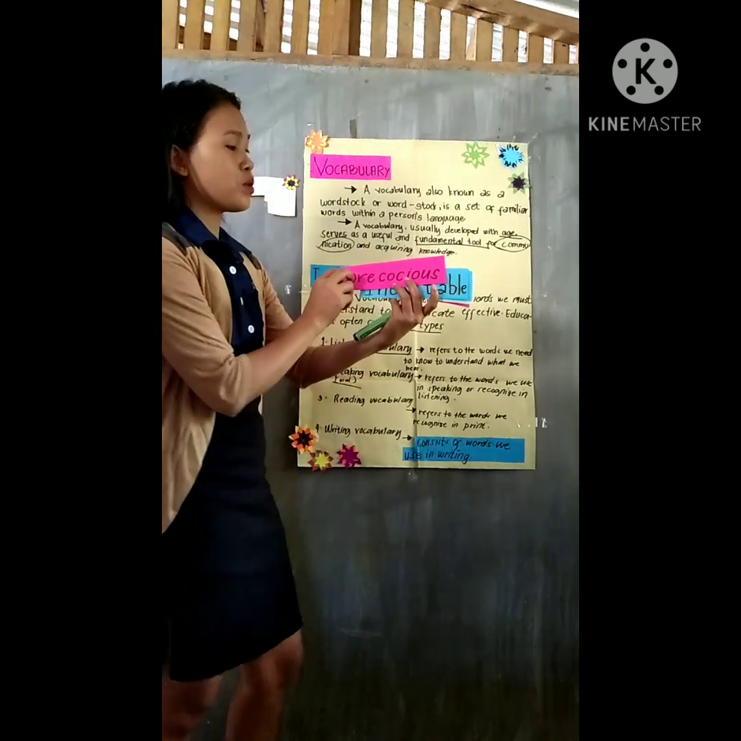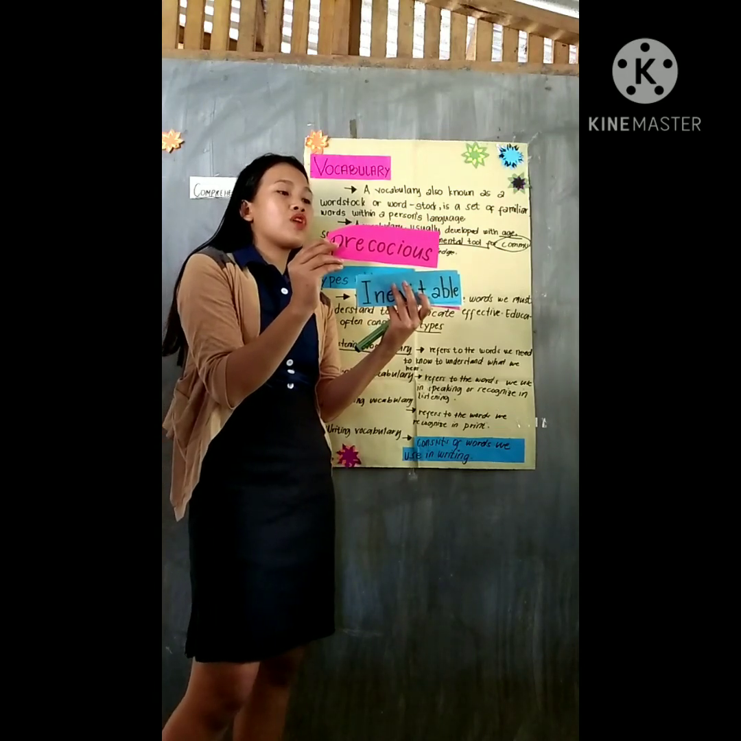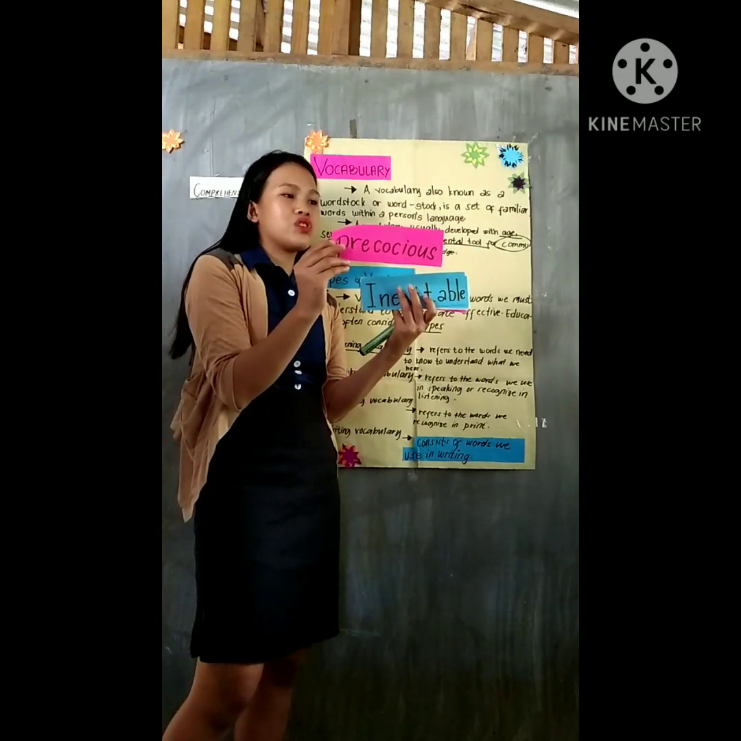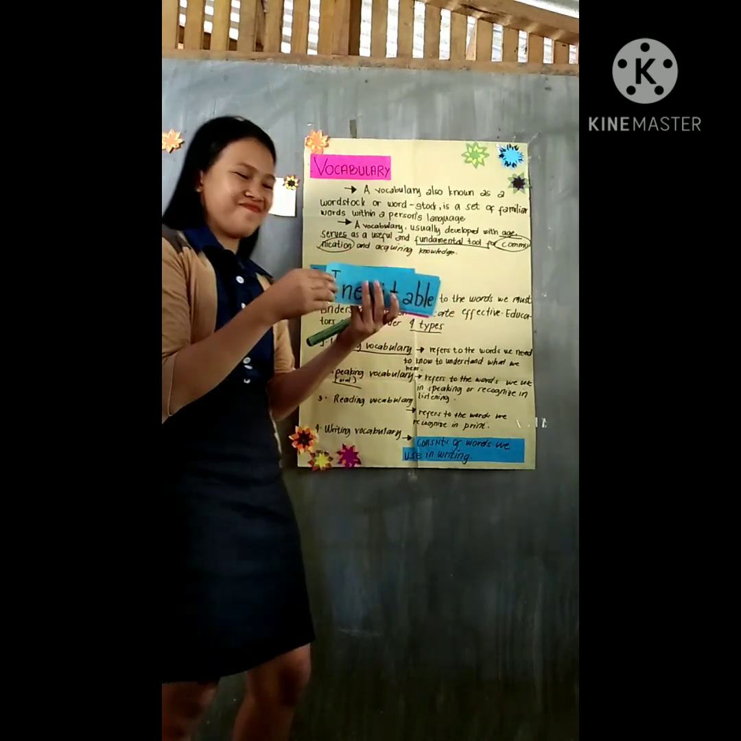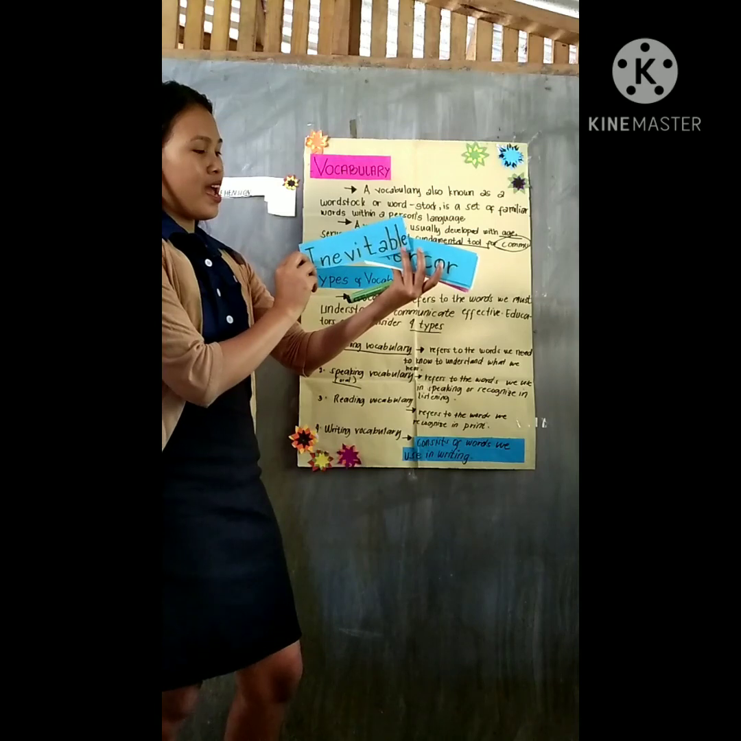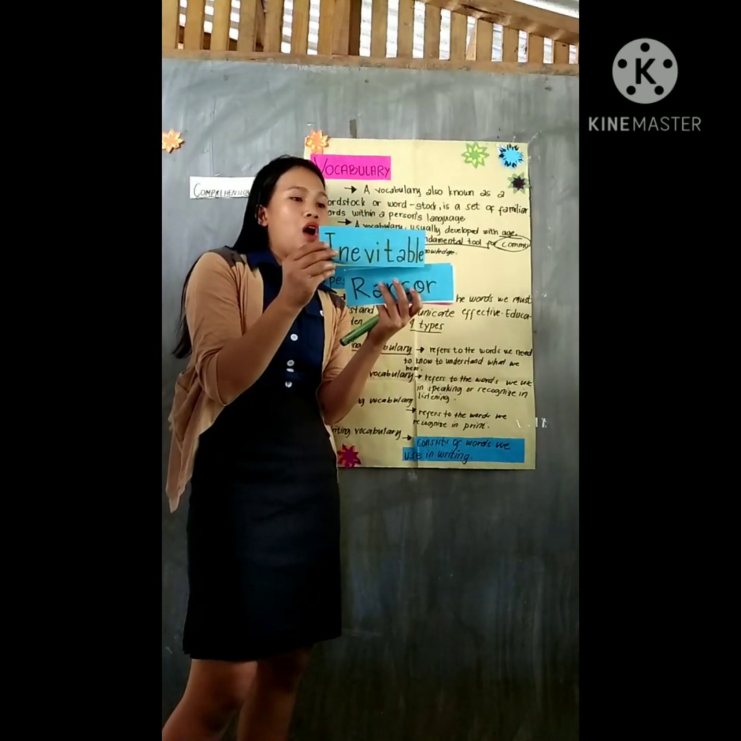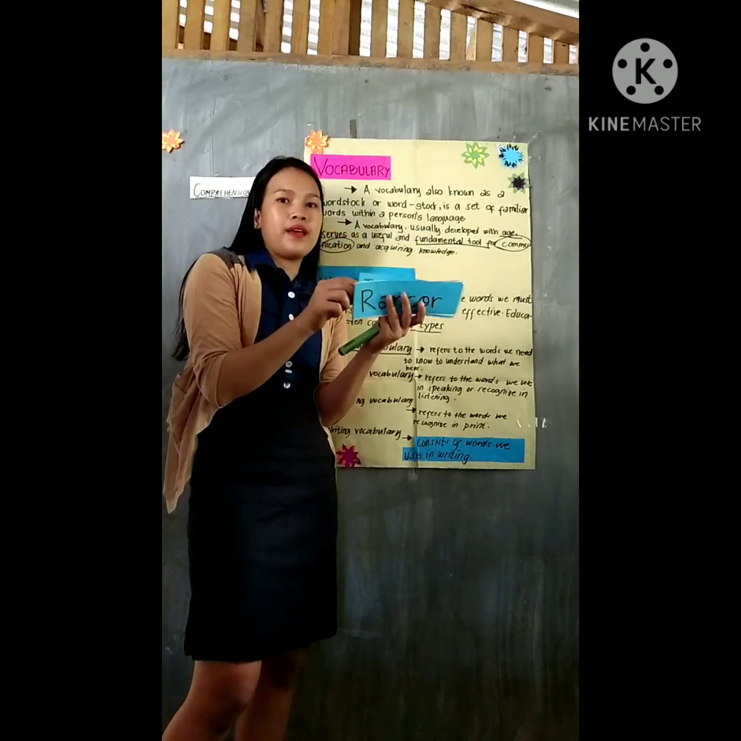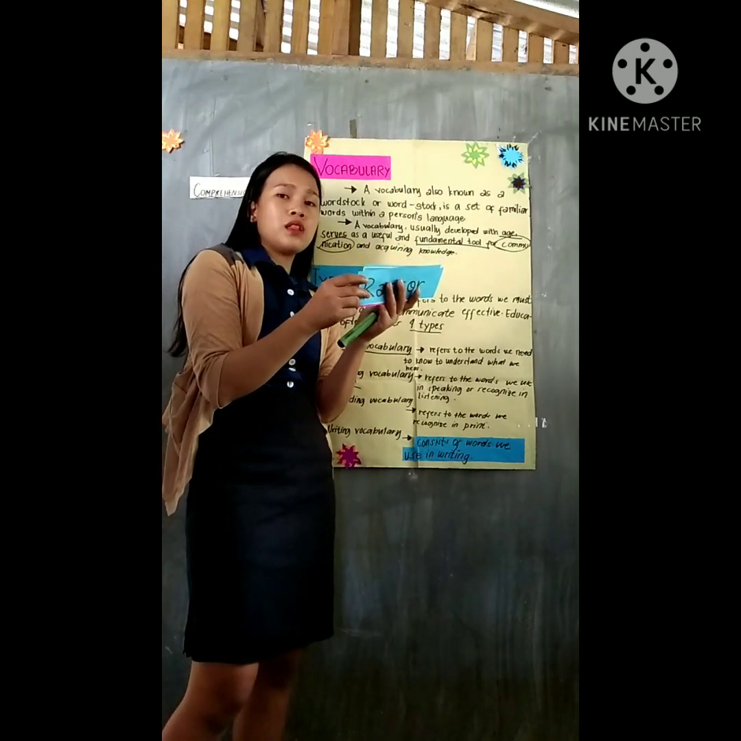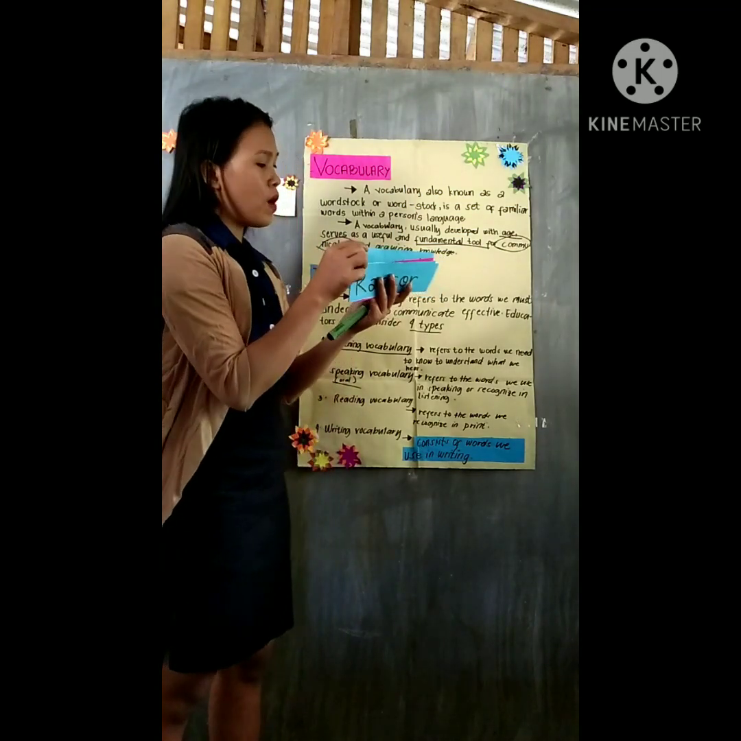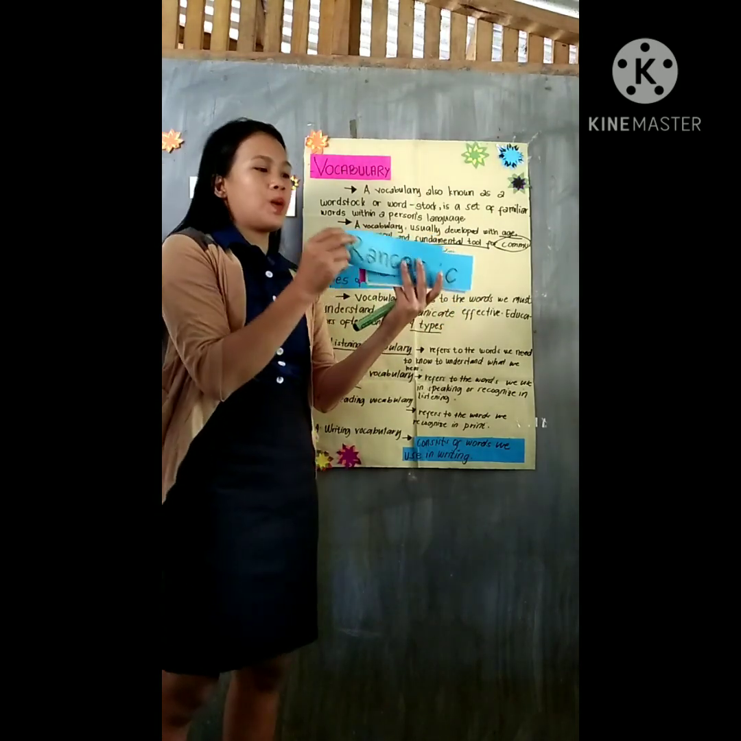Next is the precocious. Precocious means brilliant or expert at an early age, like for example, Jonah may has a precocious. Next is the inevitable. Inevitable means incapable of being avoided or invalid. For example, that is an inevitable outcome.